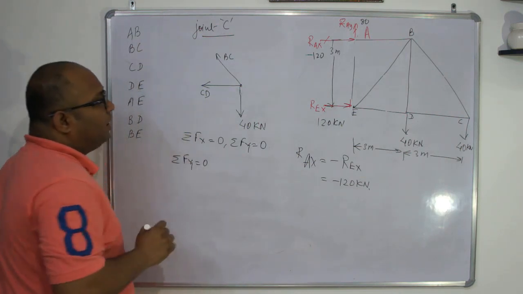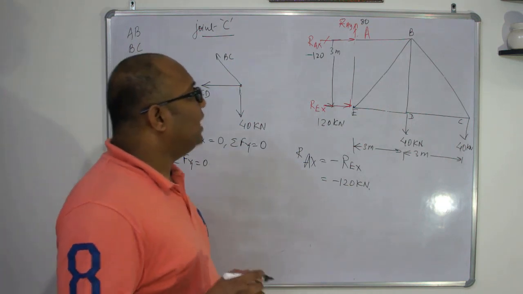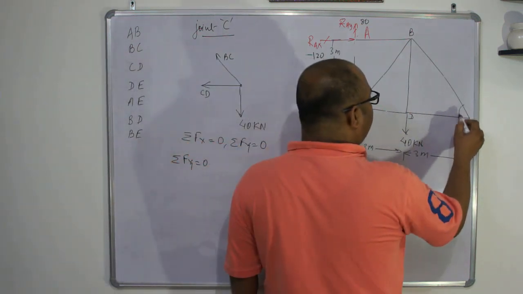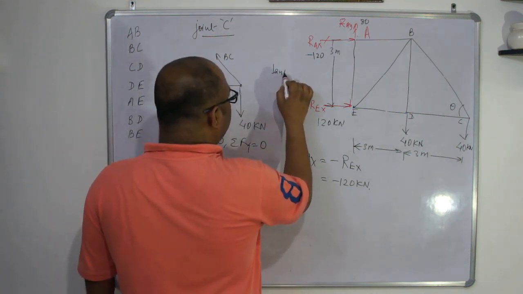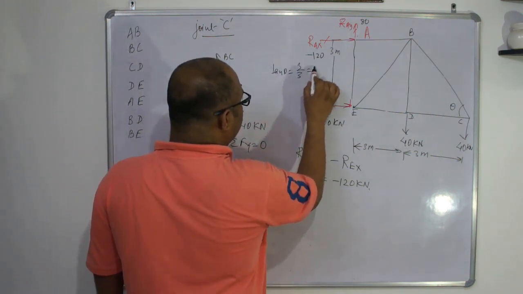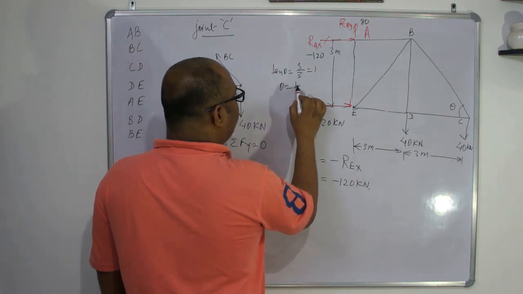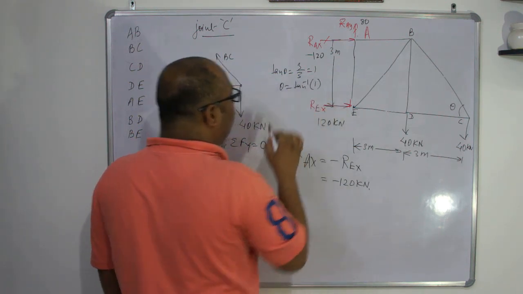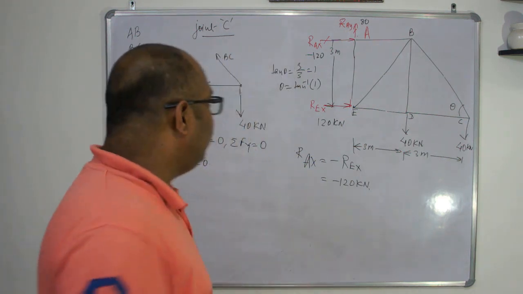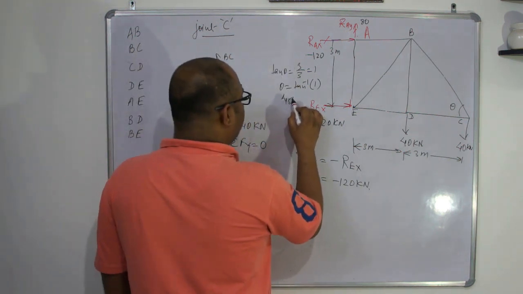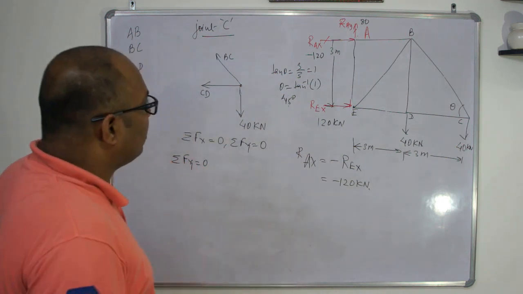If you go for Fy equals to 0, we also need to find the angle. So what is the value of theta? How can you find theta? It is very simple. Tan theta equals to 3 upon 3, which is equal to 1. So theta will be tan inverse 1. I hope all of you know the value of tan inverse 1. The value of tan inverse 1 will be 45 degrees. So theta is known.